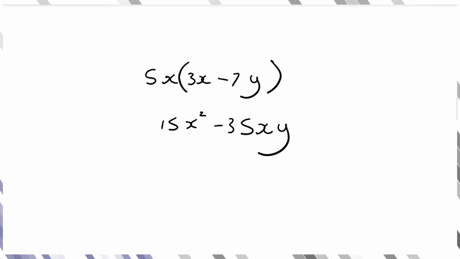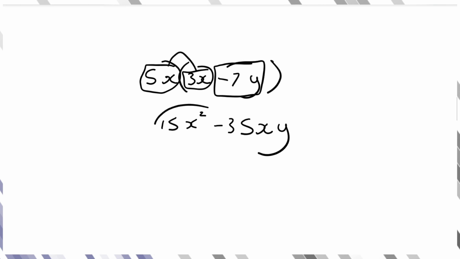So when we multiply out brackets, we just times the thing that's outside the brackets by each thing individually that's inside the brackets. So 5x times 3x for 15x squared, and 5x times minus 7y for minus 35xy. And that's it. That's how you multiply out the brackets.